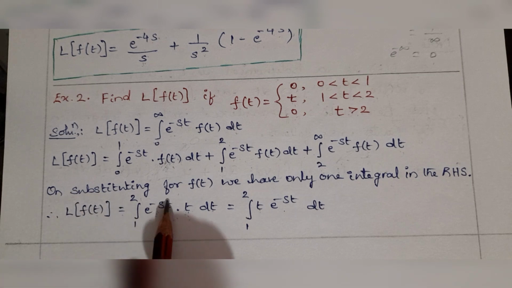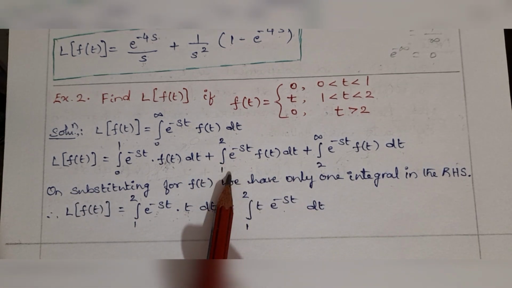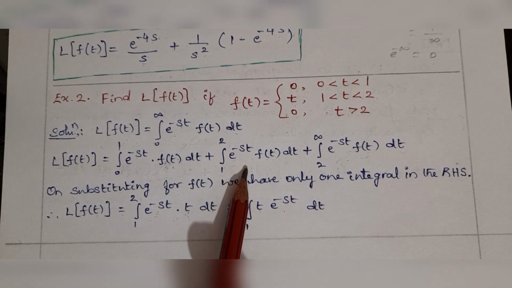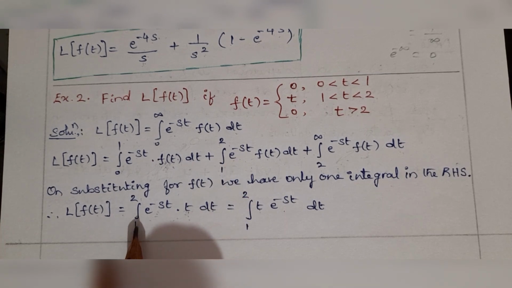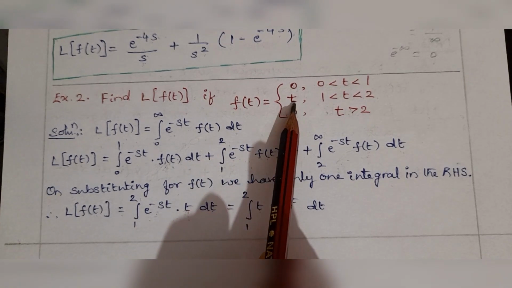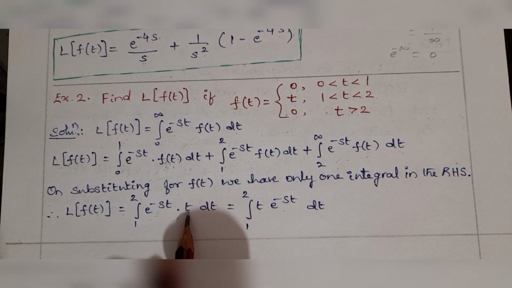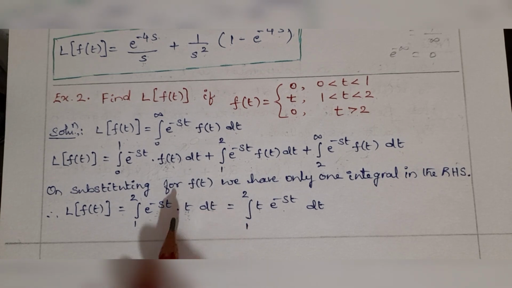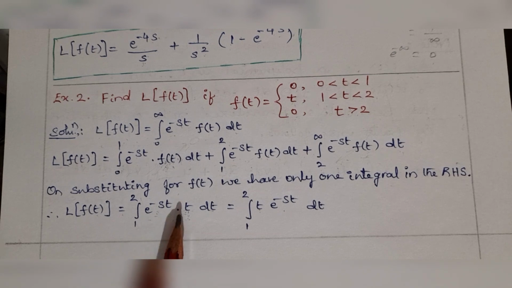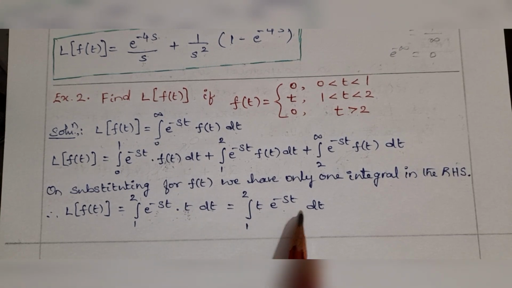Next, on substituting for f of t, we have only one integral in the RHS. So that is middle term, means second term. So integral of 1 to 2 e power of minus st, f of t value is t dt. Next here f of t is polynomial. So interchange the order.